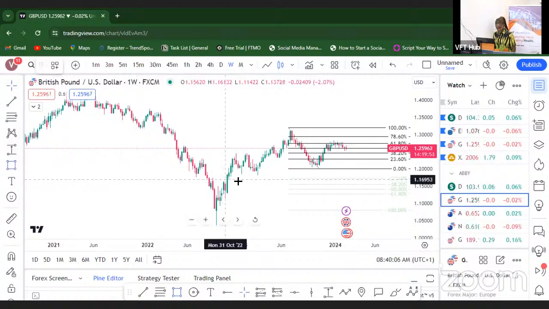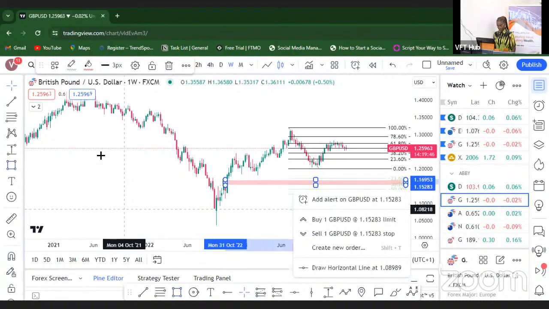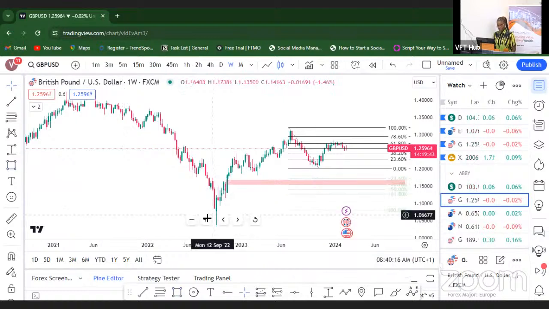When price taps into this very tiny fair value gap, my second point of taking profit will be when price takes out this low on the weekly time frame.